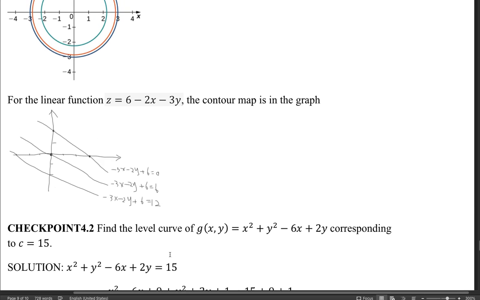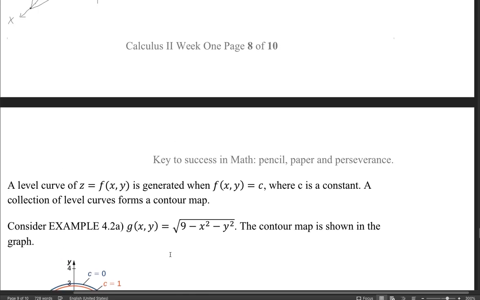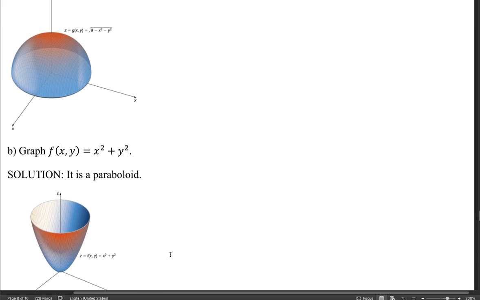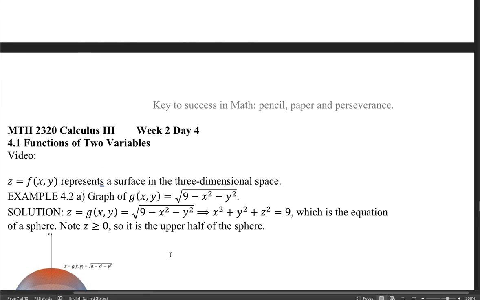I think this is the beginning part of 4.1, functions of two or three or more variables. But for our purpose, mostly we will consider functions of two variables.